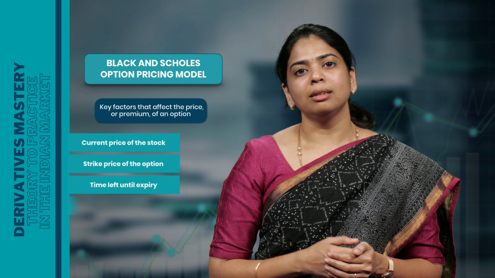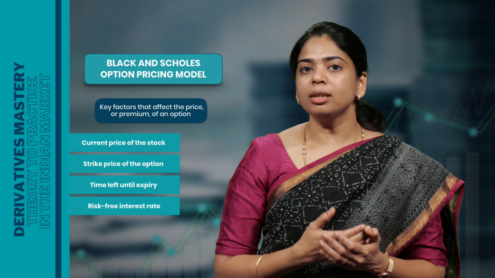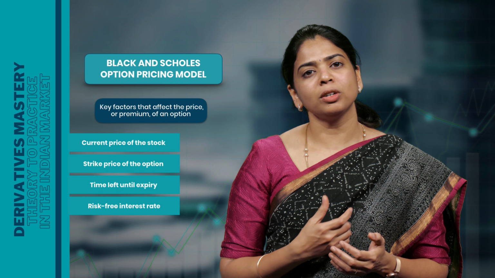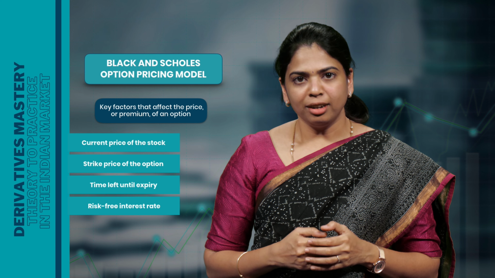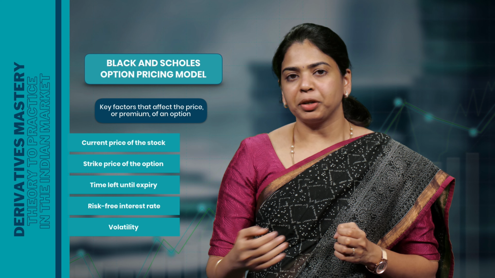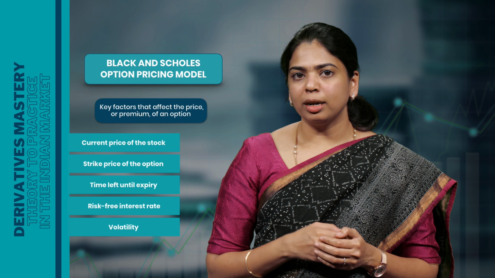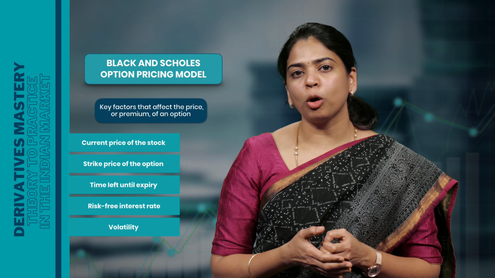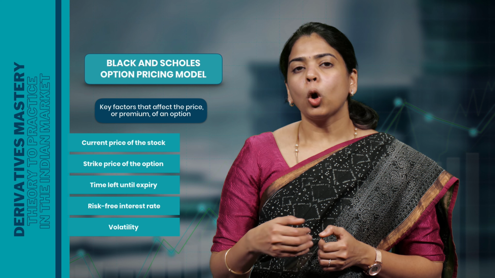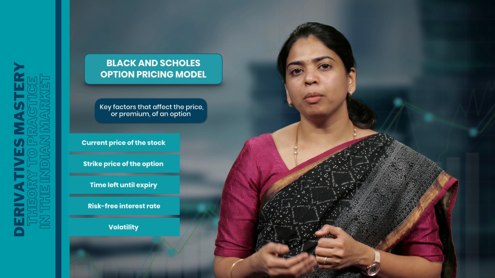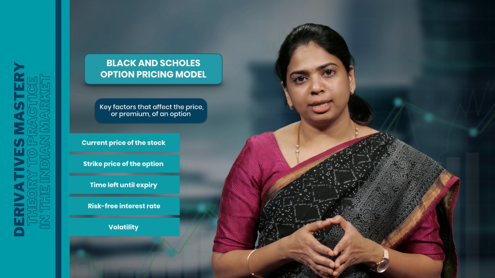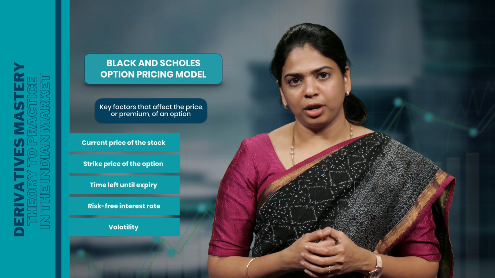Next, we also consider the risk-free interest rate. This rate affects the cost of carrying an option and plays a small but important role in pricing. Finally, there is volatility. This measures how much a stock price is expected to fluctuate. Higher volatility increases the chance that an OTM option could move into an ITM option before expiry. Because of this, option sellers charge a higher premium for options on highly volatile stocks. They are taking on more risk, so they want to be compensated for it, right?